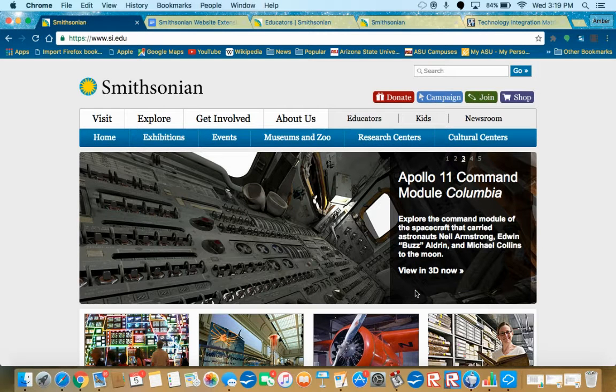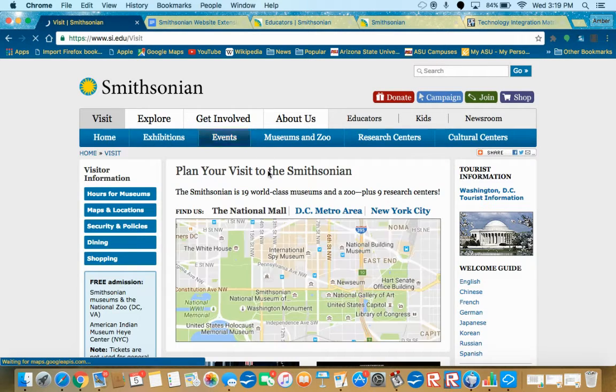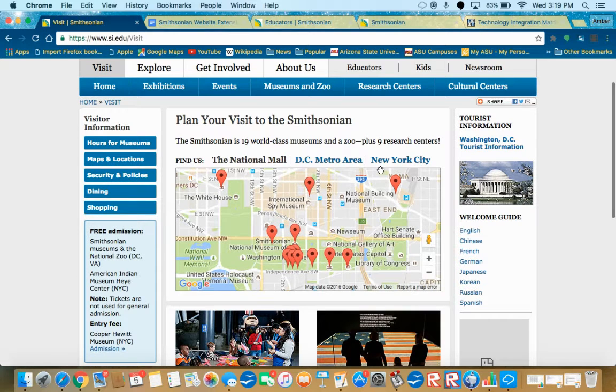We will be exploring the website Smithsonian, as in the Smithsonian Institute. If you go to the website and click on Overview, it gives you a little bit of the history of the Smithsonian. There are 19 world-class museums, 9 research centers, and a zoo. But notice that all the Smithsonians are in the DC metro area or in New York City.